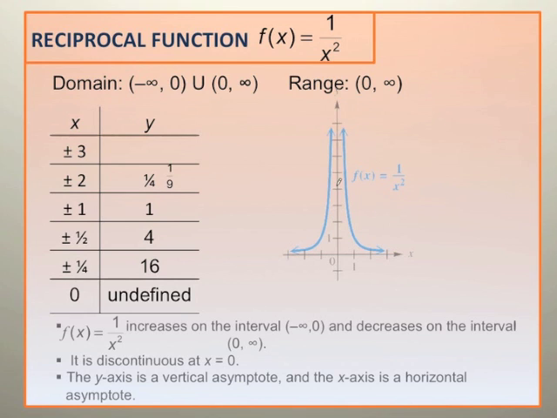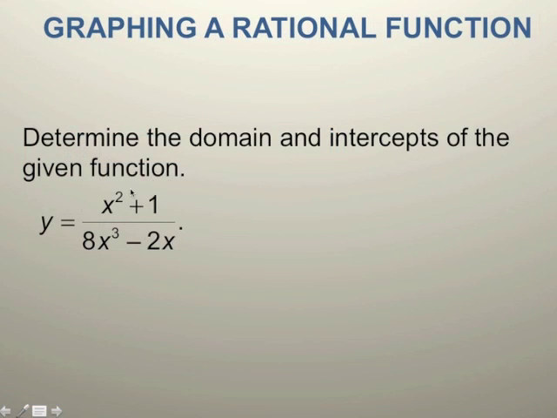It's discontinuous, it does not connect. We have a vertical asymptote at x equals 0, the y-axis, and the horizontal asymptote at y equals 0, the x-axis. And let's look at the domain and intercepts here.